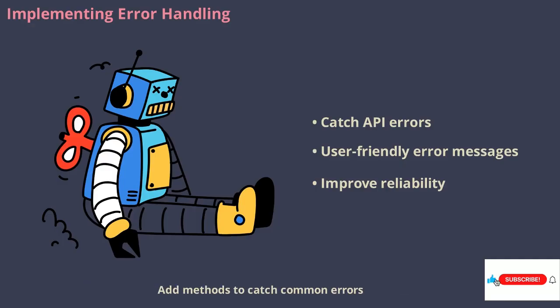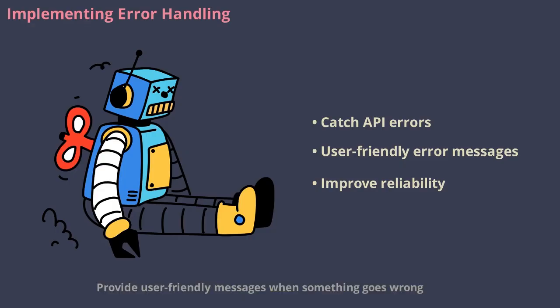Robust error handling is essential for a smooth user experience. Add methods to catch common errors, such as rate limits or API connection issues. Provide user-friendly messages when something goes wrong, ensuring your chatbot remains helpful even in unexpected situations. This approach builds trust and reliability.